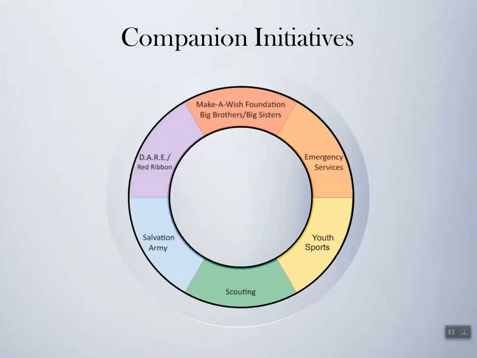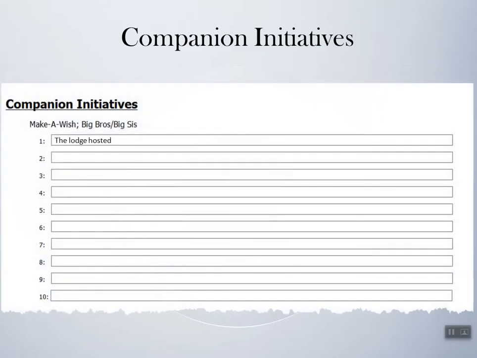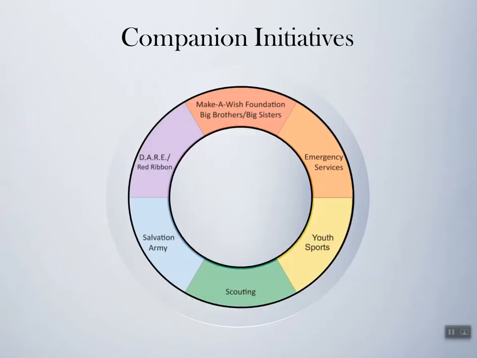The next ring consists of our companion initiatives, which include nationally and internationally recognized programs that are similar to our core initiatives, including organizations such as Make-A-Wish Foundation and Big Brothers Big Sisters. Please enter any hosting or donations that you have done for these organizations here. Emergency services are also included within our companion initiatives.